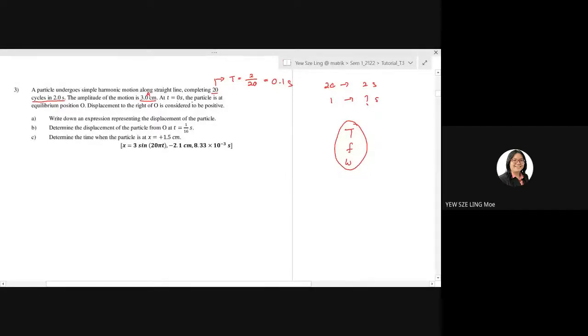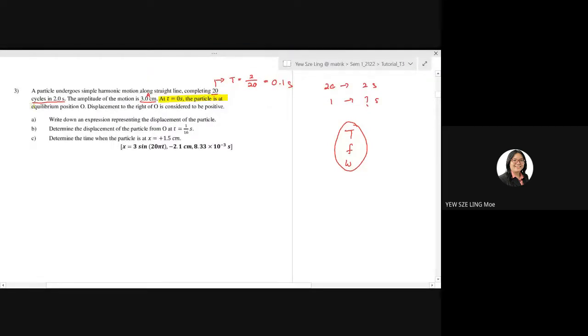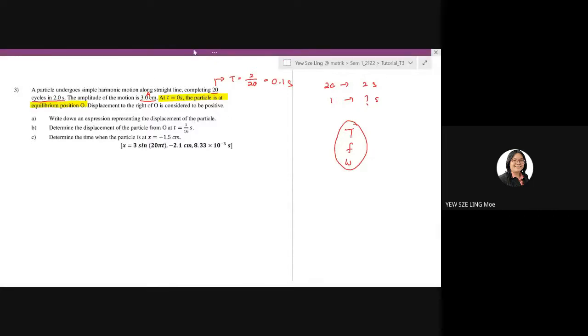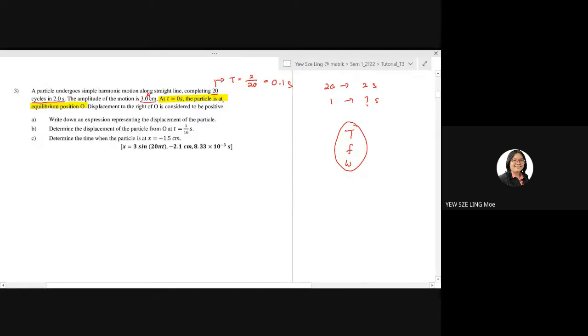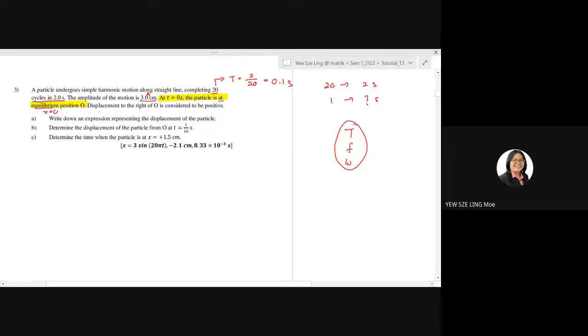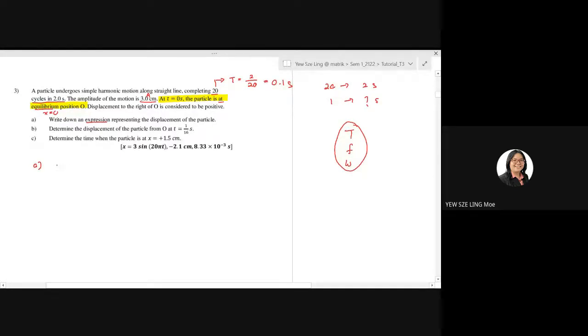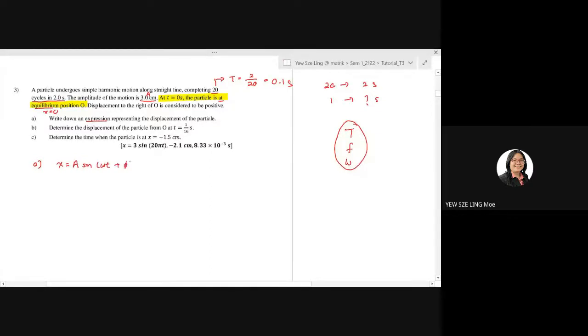At time t equals 0, the particle is at its equilibrium position. This statement, again, is very important. It tells you where your object is at t equals 0. If it is at equilibrium, it means x equals 0. At t equals 0, x equals 0. Displacement to the right of O is considered positive. Write down an expression, which means it's asking for the equation, representing the displacement of the particle. So we're going to start from the general equation: x equals A sin(omega t plus phi), right?